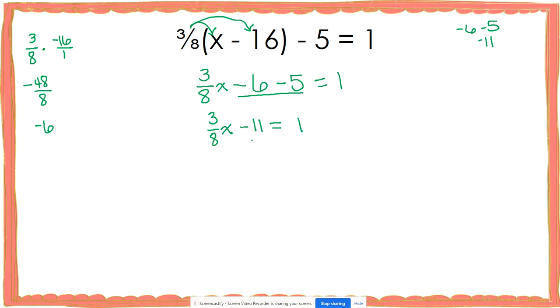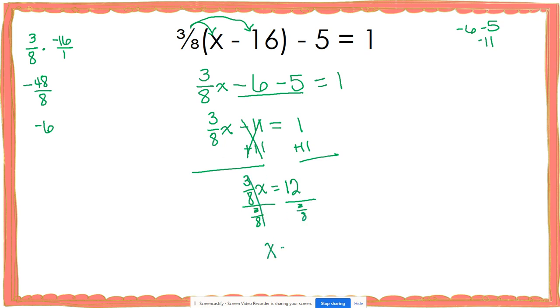Now I can isolate my variable by adding 11 to both sides of my equation. Negative 11 plus positive 11 will cancel, and I'm left with 3/8 x equals, and then 1 plus 11 is 12. Now I still need to get rid of my 3/8, and I see that 3/8 is being multiplied by x. So the inverse of multiplying by 3/8 is dividing by 3/8 on both sides. Well, these are going to cancel to leave me with x equals.